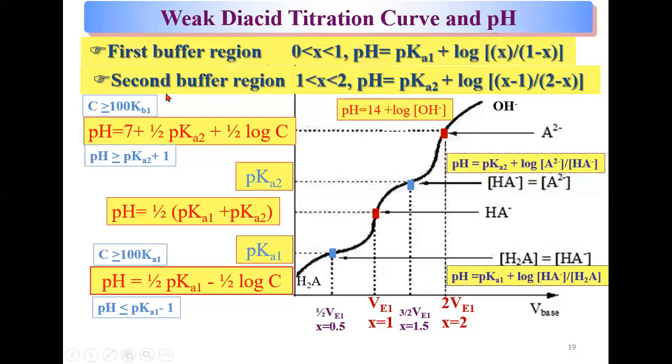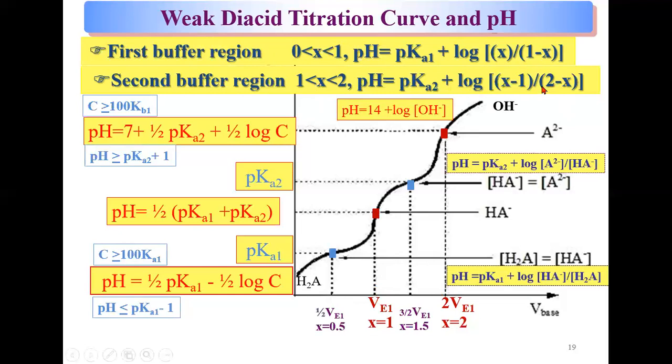In the second buffer region, instead of using Henderson again, instead of finding the concentration of A2 minus created and the concentration of HA minus left over, I can use the second buffer region, which is between x equals 1 and x equals 2. The pH equals pKa2 plus log of x minus 1 divided by 2 minus x. And all I can tell you is memorize it.